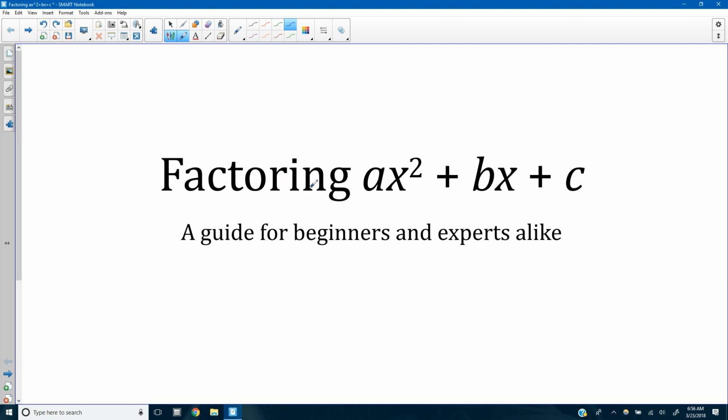This time it's going to be on factoring. And factoring what? Well, factoring quadratic trinomials. That's right, kids. We're going to be looking at an a value that's not 1 in this case. And we're going to be looking at factoring these things. This is for beginners and experts alike.